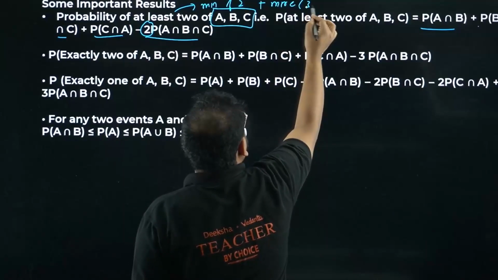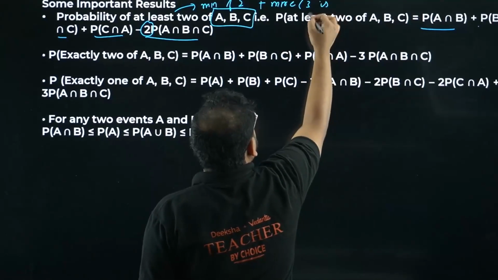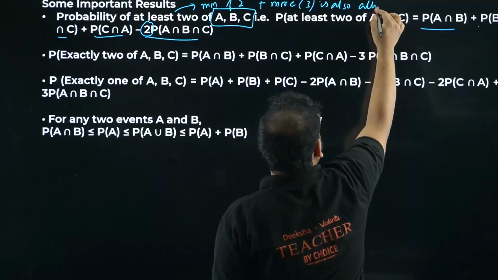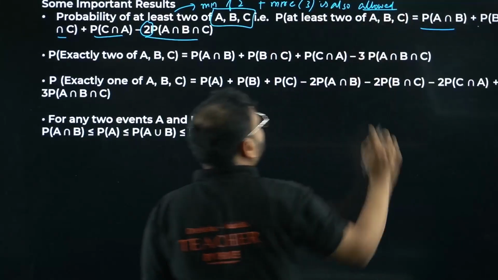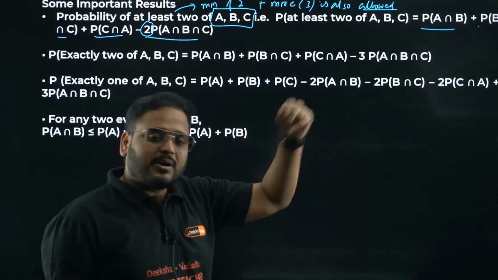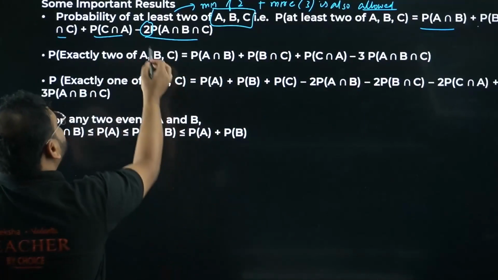More means what? 3 is also okay, allowed. 3 is also allowed, right? At least means minimum of 2, but more is also okay. That's why we have subtracted over here 2 times, okay?